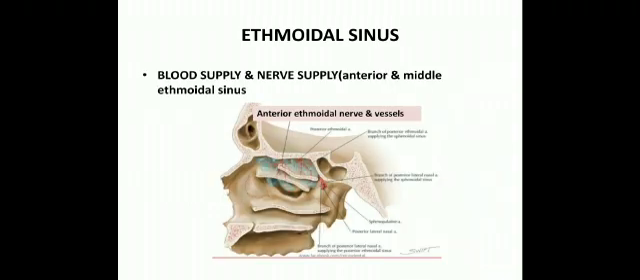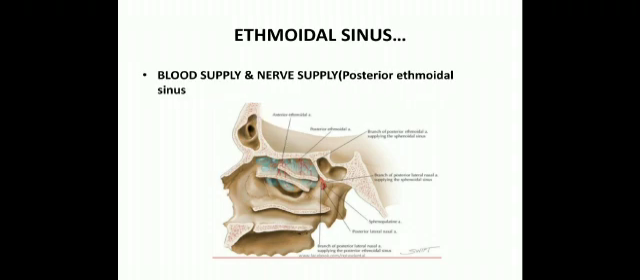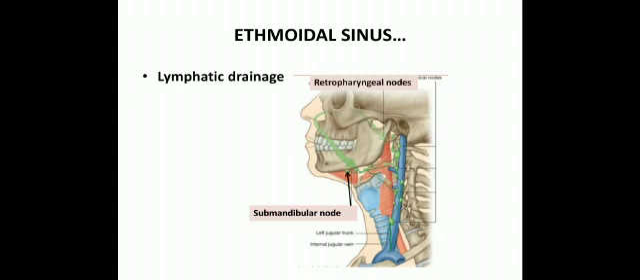The blood supply and the nerve supply of the anterior and the middle ethmoidal sinus is by the anterior ethmoidal nerve and the vessels, and the posterior ethmoidal sinus is supplied by the posterior ethmoidal nerve and the vessels. The lymphatic drainage, the anterior and the middle ethmoidal sinus drains into submandibular nodes and the posterior ethmoidal sinus drains into retropharyngeal nodes.